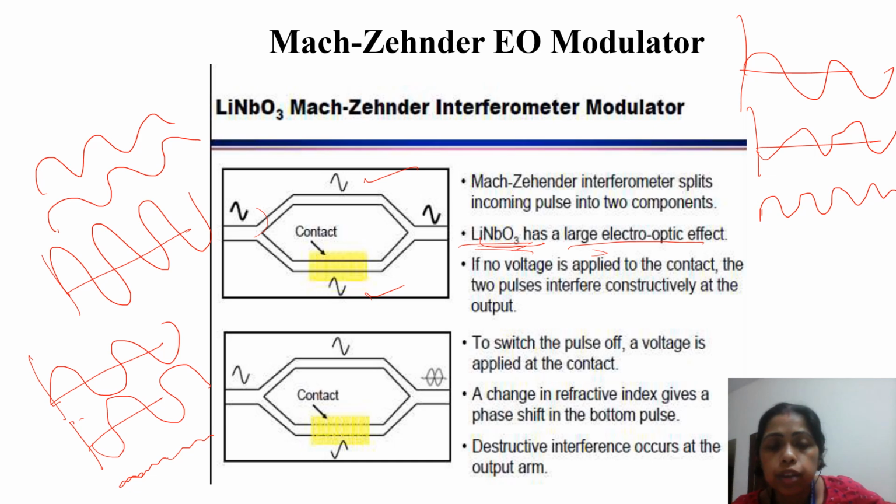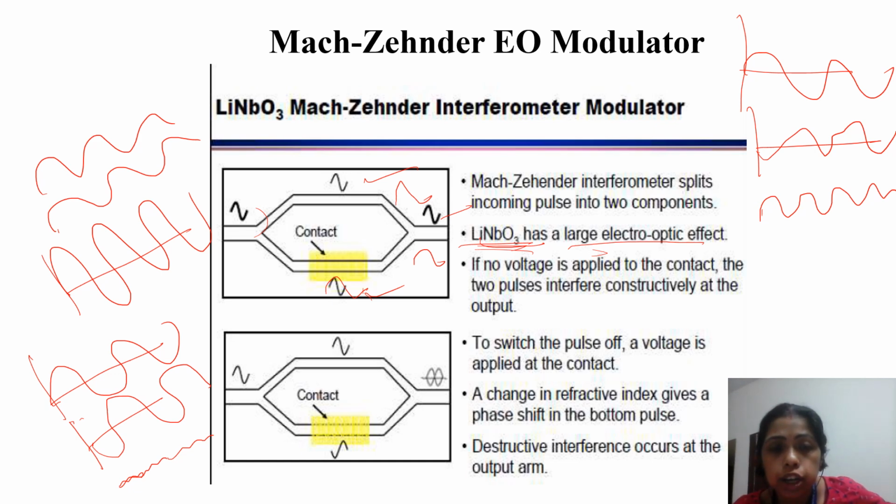So if we apply the voltage, then what will happen? If we do not apply any voltage, whatever signal you are getting, the same signal comes into this one. Here you are getting one signal, here you are getting one signal, both are in the same phase, and we will get a constructive interference, right? You get a constructive interference.